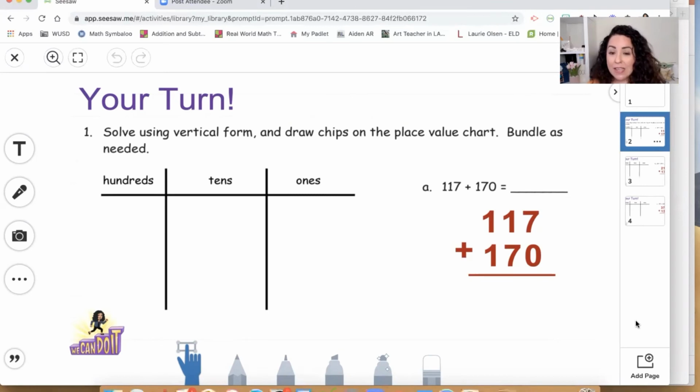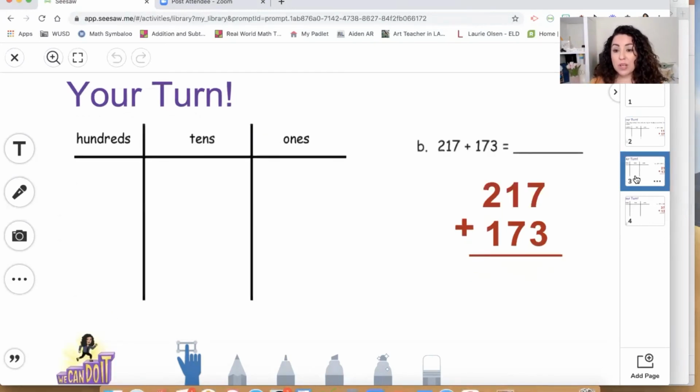Now you have your place value mat where you can do your drawings, and you also have the problem written in vertical form right here for you. Now this problem is a gift. You will not have to bundle. So what I want you to do is go ahead and solve this problem on your own. I'm going to show you how to work on the second problem because that first problem is so easy, you can just do that on your own.